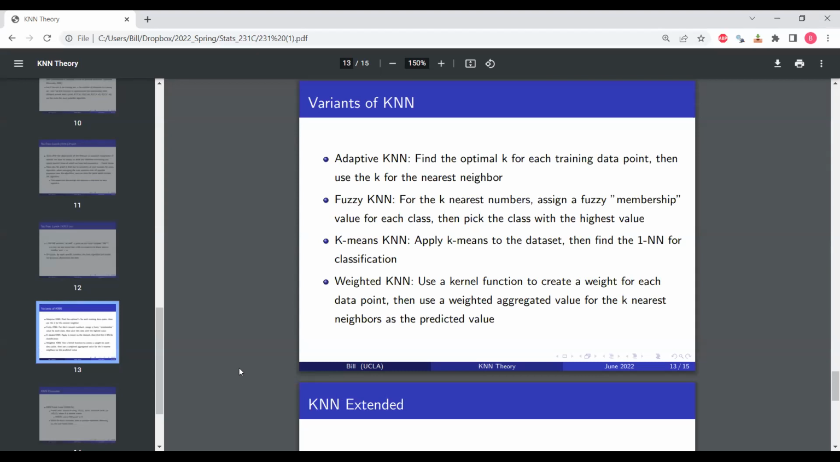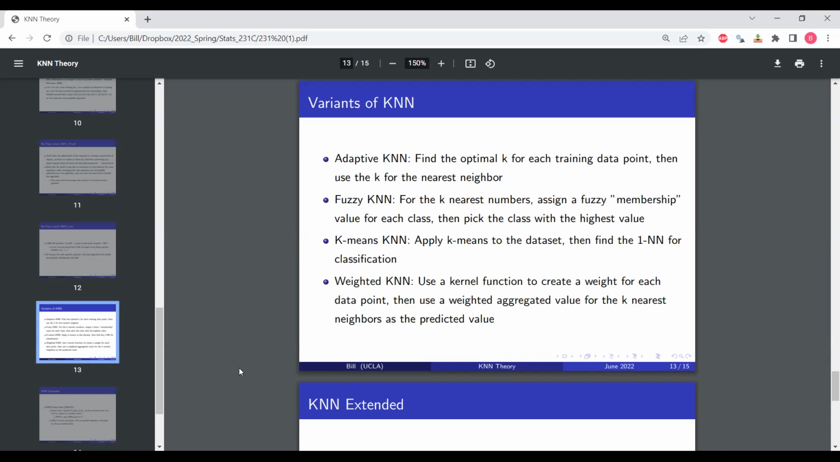And in the end, I was talking about how simple the KNN is, but people have come up with a lot of ways to make the KNN algorithm more complicated. So here I listed 4 different variations of KNN where the algorithm becomes more complicated than just simply finding the mode. For adaptive KNN, we find the optimal K for each training data point. Then we find the nearest neighbor for the data point that we're interested in, and we use the optimal K for that nearest neighbor to conduct the KNN algorithm.